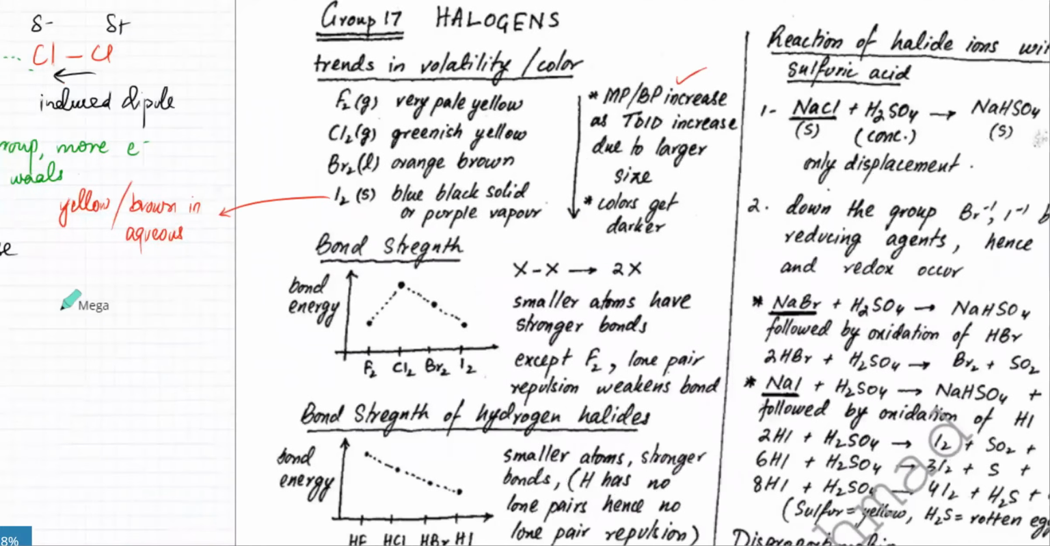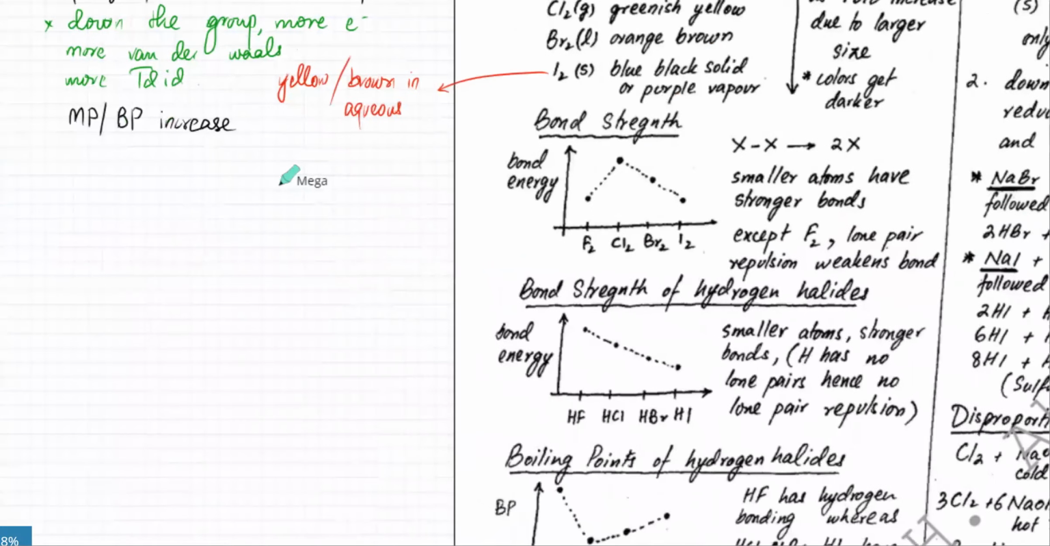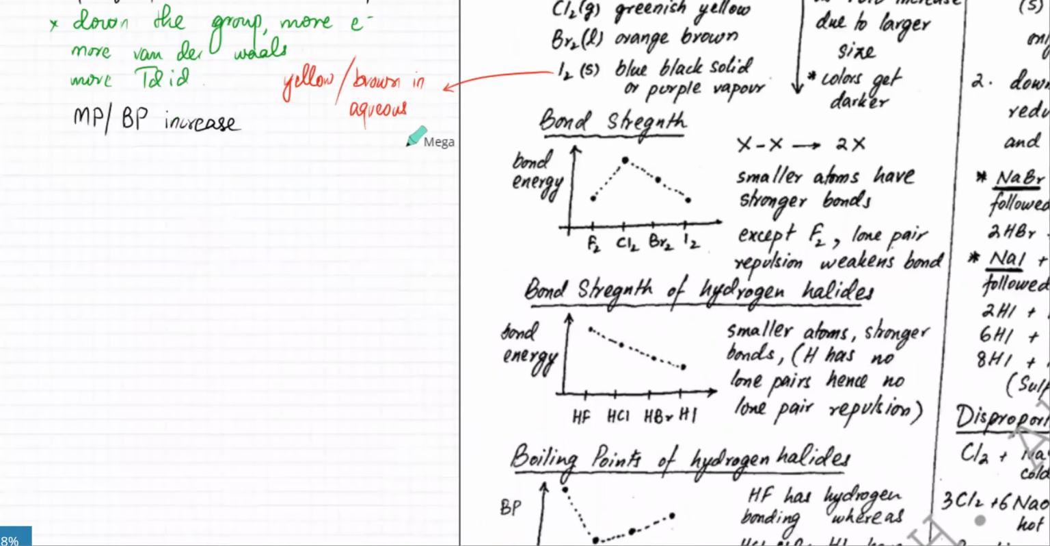And then we talk about the bond strength. Remember, the rule is that smaller atoms have stronger bonds. I mean, this is the rule. Usually, smaller atoms, most of the time, have stronger bonds because they're closer to each other. The reason why smaller atoms have stronger bonds is that the atoms and the nuclei are less shielded.